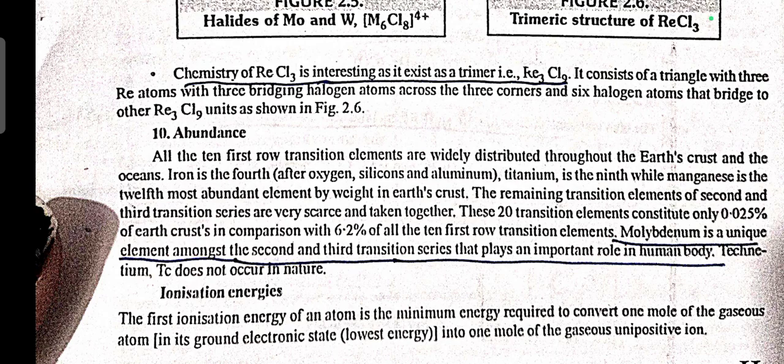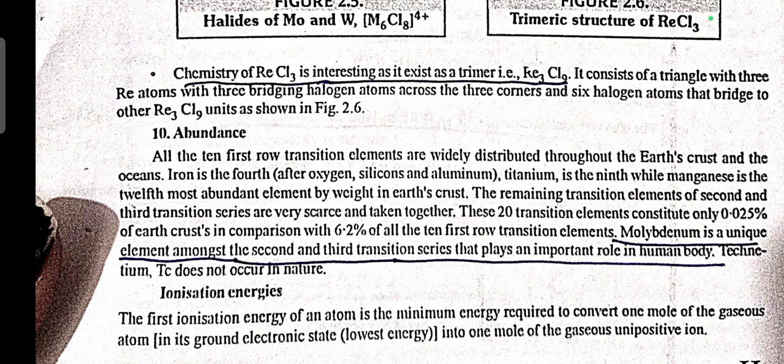The remaining transition elements of the second and third transition series are very scarce, and taken together, these 20 transition elements constitute only 0.025% of Earth's crust in comparison with 6.2% for all the 10 first row transition elements. Molybdenum is a unique element among the second and third transition series that plays a very important role in the human body. Technetium does not occur in nature.